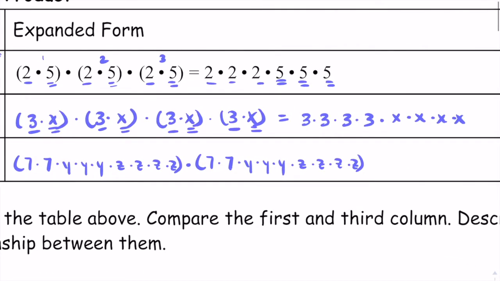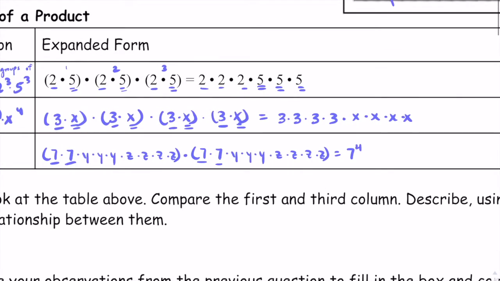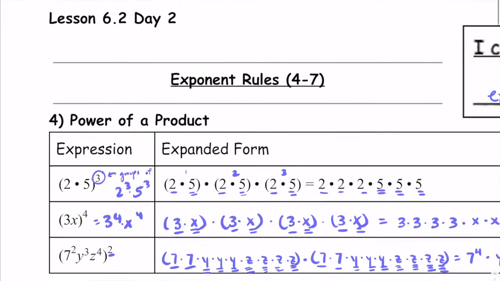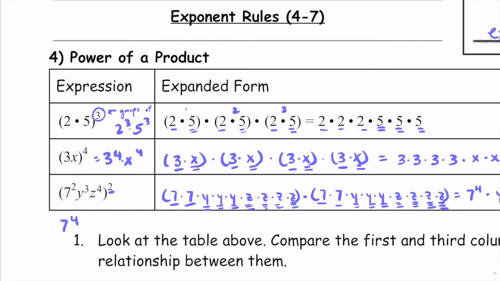So here's what I have in expanded form. Now if I combine my like terms, I have 1, 2, 3, 4 7's, so I could write that as 7 to the 4th. I'll just skip into exponential form. I have 6 y's, so y to the 6th. I have 8 z's, so z to the 8th. So this can be written as 7 to the 4th, y to the 6th, and z to the 8th.